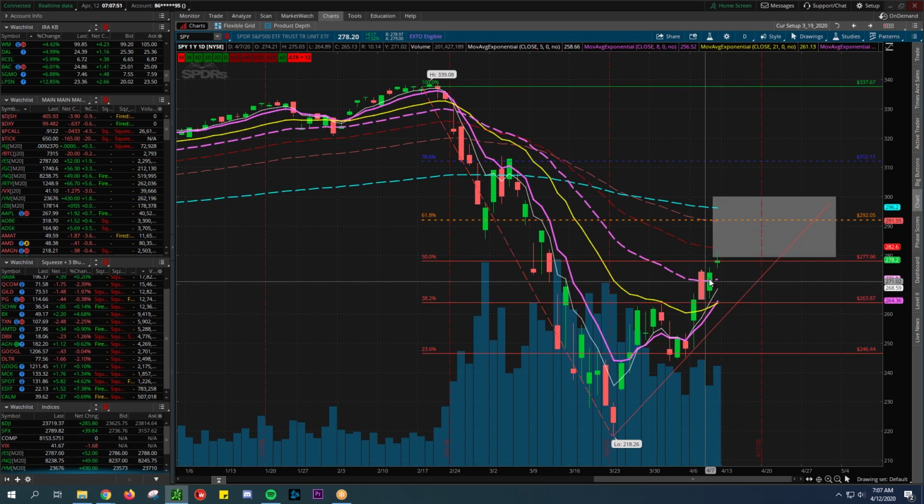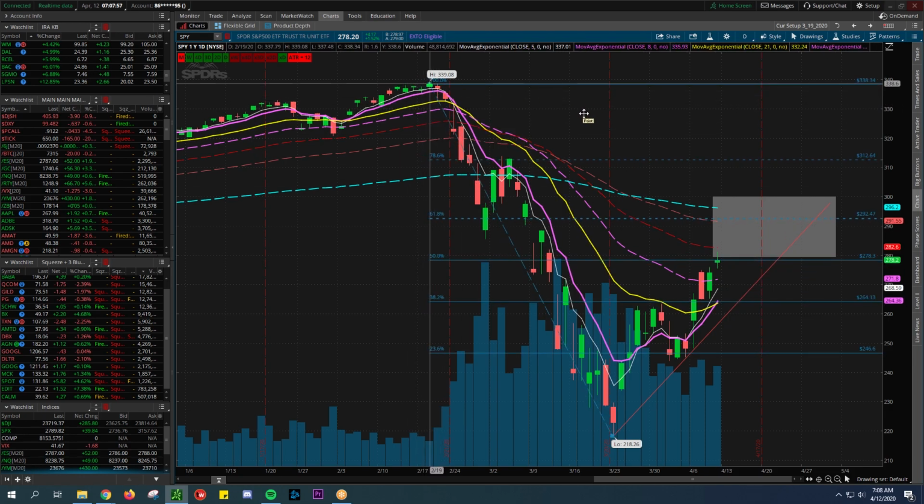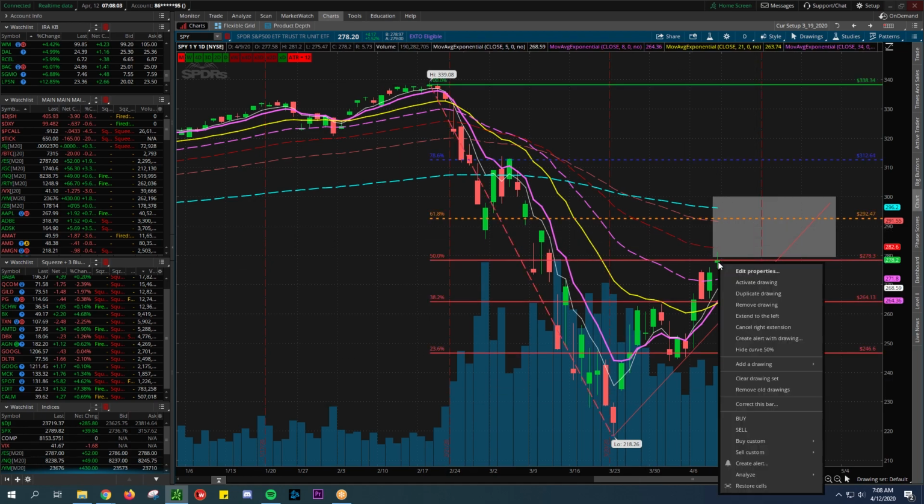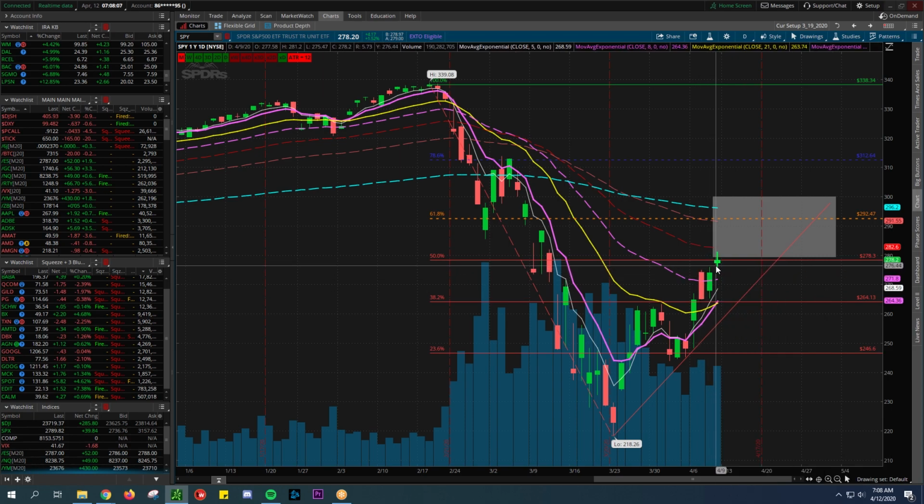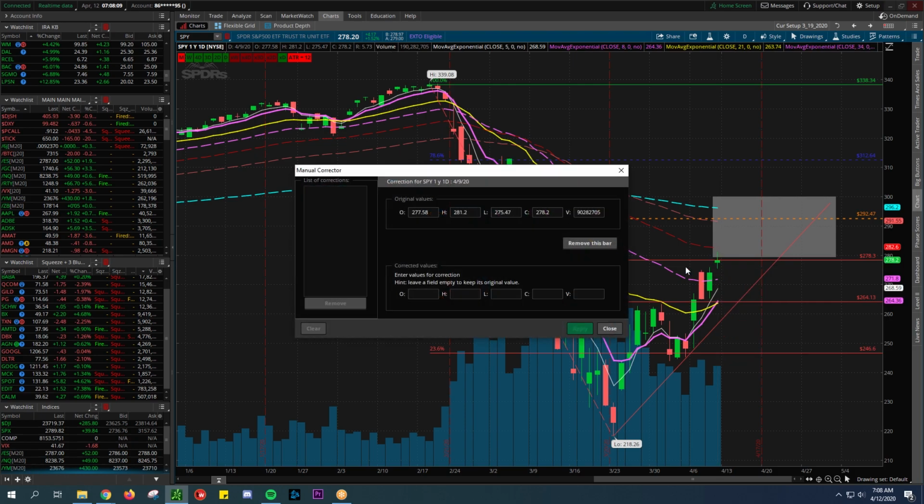We did slightly close above it. Oh, I did not do that 100%. It did not tag the top. There we go. Tag the bottom. Okay. Let's see what this is. Oh, hold on. This closed at 150. It literally closed.